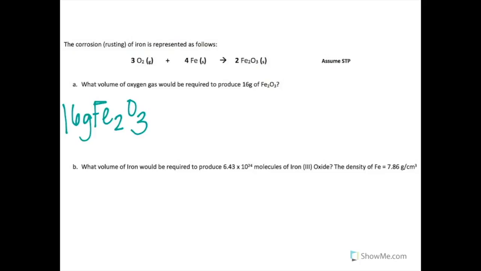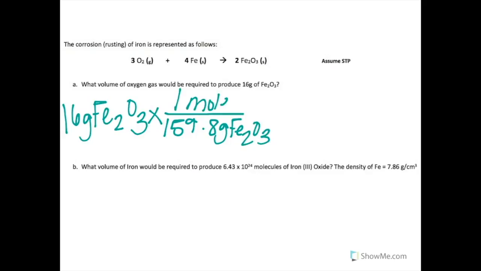And we want to get to the volume of oxygen gas. So knowing that you have 16 grams of iron oxide, you now can calculate all the way to the volume of oxygen gas. Starting with grams, we are going to put the molecular weight of iron oxide on the bottom, which is 159.8 grams of iron oxide per 1 mole of iron oxide.